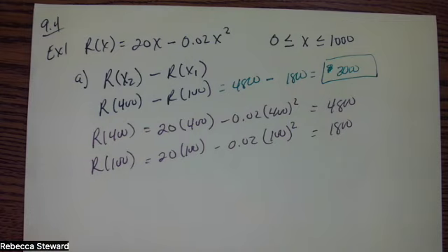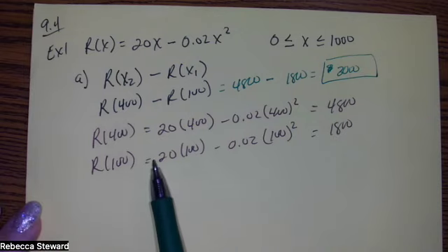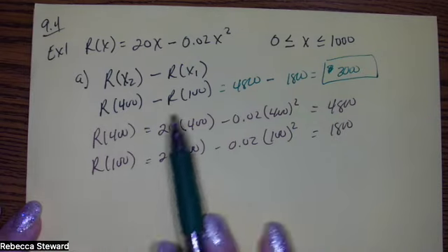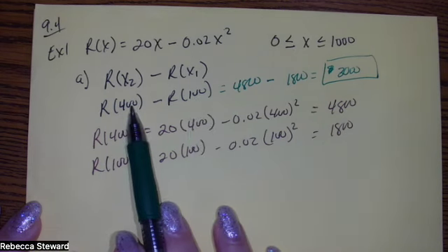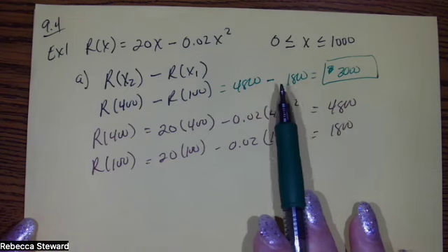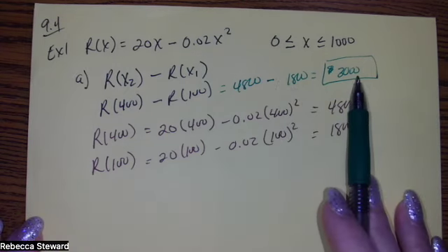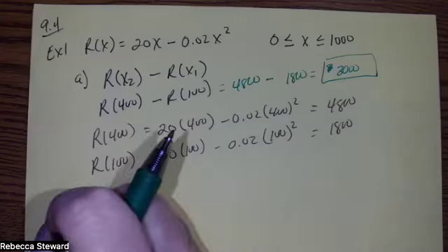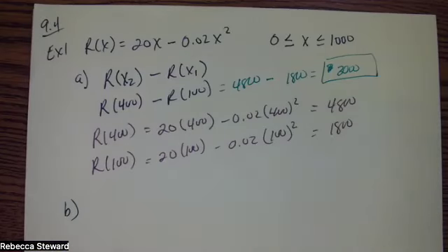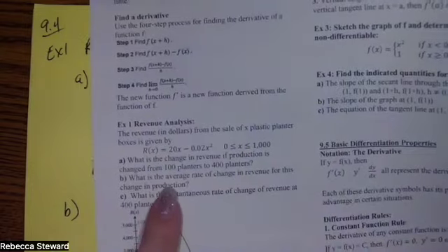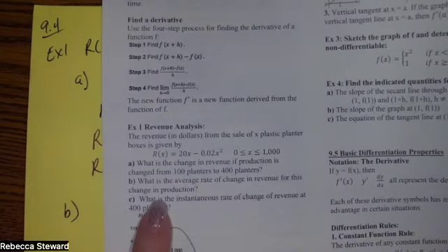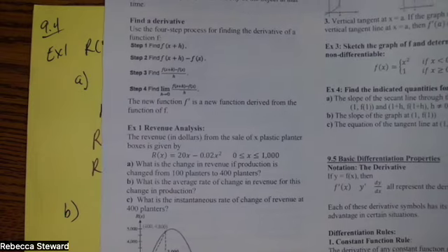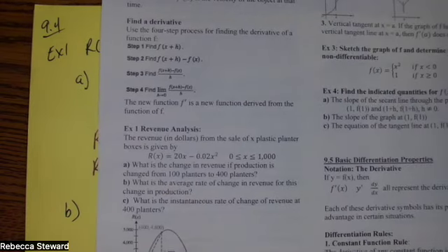So what does this mean? What this means is that as we are increasing our production from 100 to 400 planters, the increase in revenue will be $3,000. All right, let's go look at part B. For part B, it says, what is the average rate of change in revenue for this change in production?